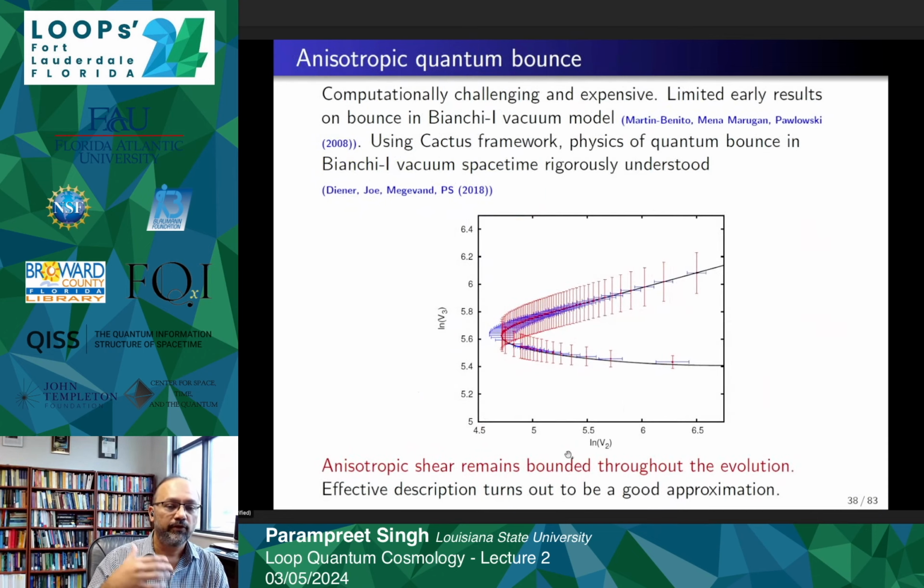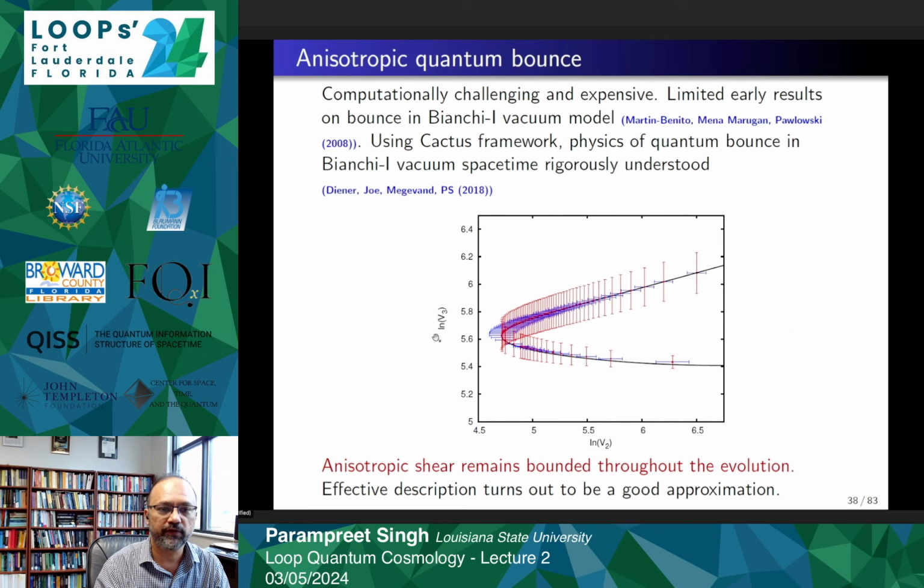Then this is an example from the anisotropic spacetimes, because you can ask the question, well, this was all for the isotropic spacetimes, that's fine, but what happens for anisotropic spacetimes? And this is an example for a Bianchi I vacuum model, in which the Madrid group did an earlier work. But this is computationally a very challenging exercise. The moment you go from a one-dimensional gravitational degree of freedom to more than one dimension, the computational expense just increases exponentially.